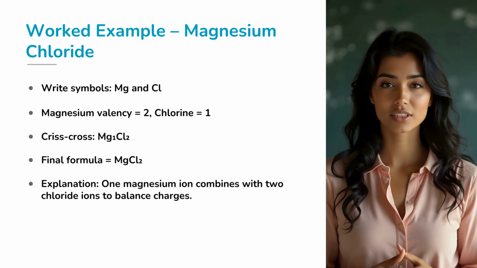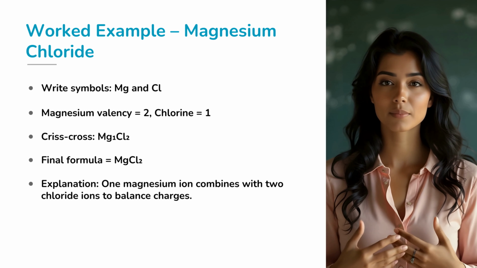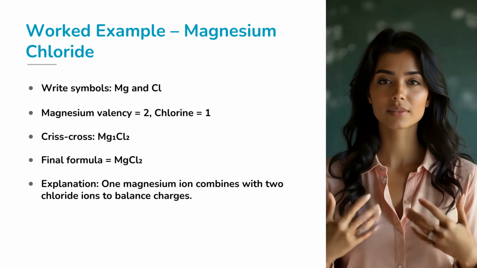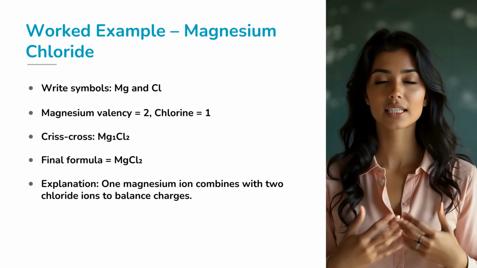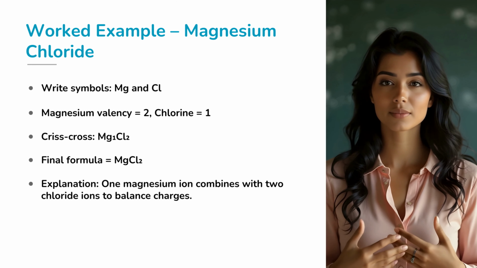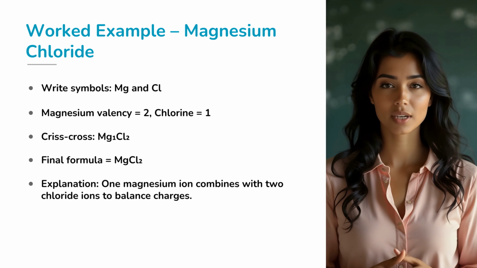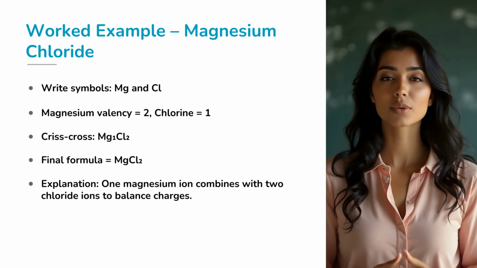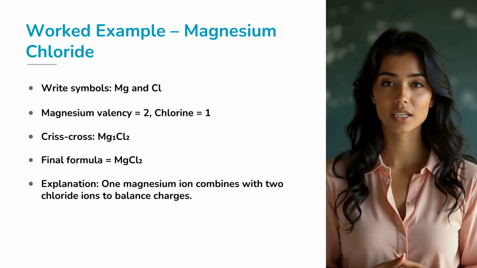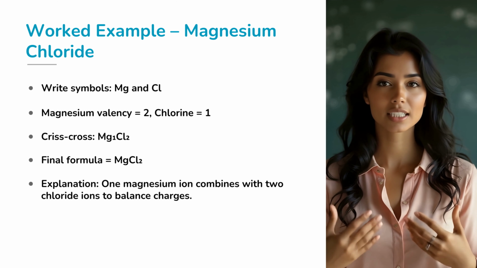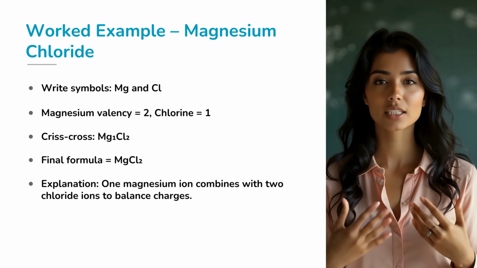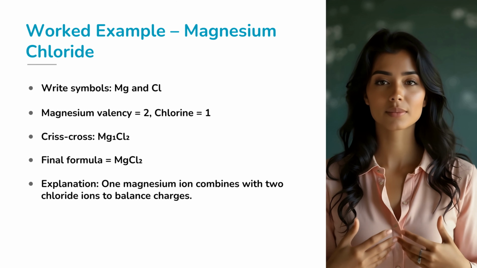Now let's walk through a slightly trickier example, magnesium chloride. Step 1. Write the symbols. Magnesium is Mg, chloride is Cl. Step 2. Know the valency. Magnesium has a valency of 2, chlorine has a valency of 1. Step 3. Apply crisscross. Magnesium subscript becomes 1, chlorine subscript becomes 2. So we write the formula as MgCl2. This means 1 magnesium atom bonds with 2 chlorine atoms.